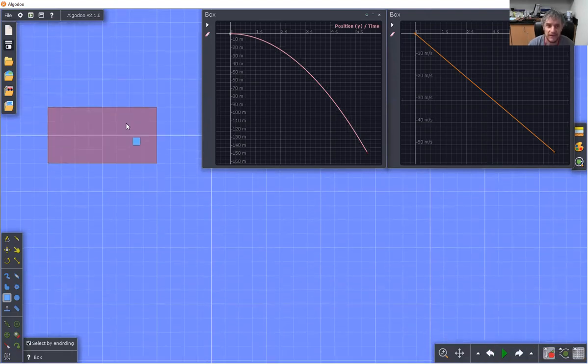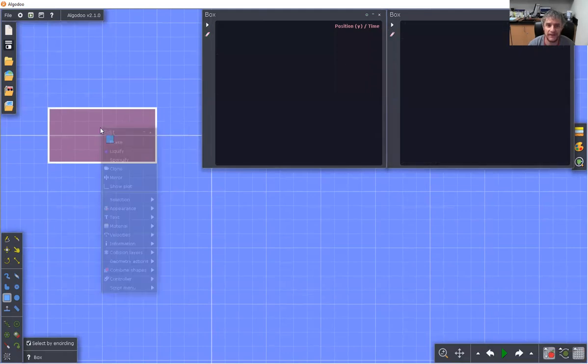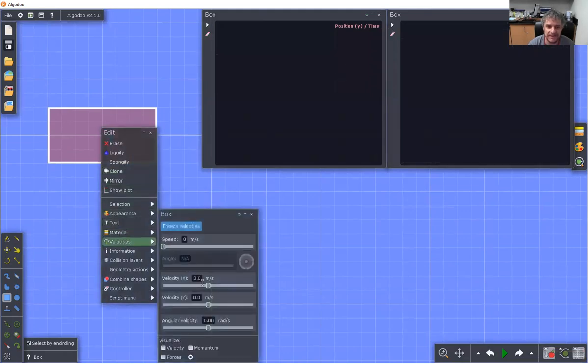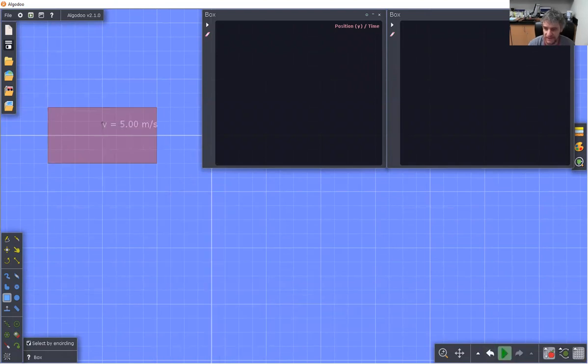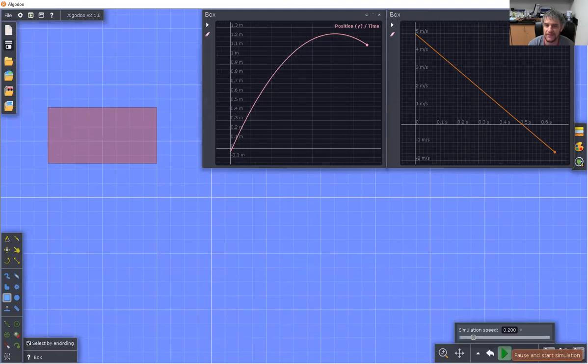Now I want to end by showing you what it would look like if I instead gave this object an initial velocity in the y direction. Let's say we give it 5 meters per second in the y direction. I'm going to slow down time a little bit so we can kind of watch what happens. And we get something similar, but there I get the other side of the parabola.